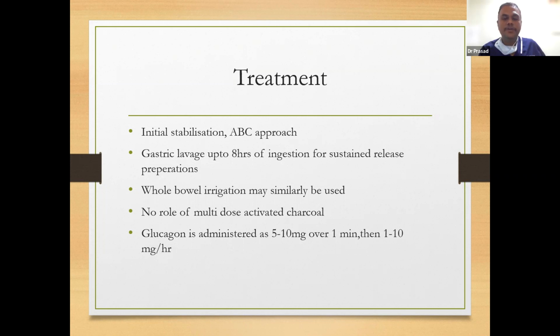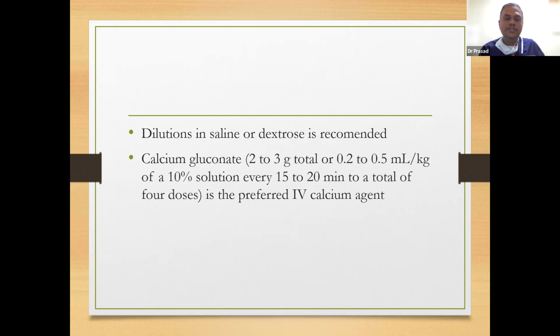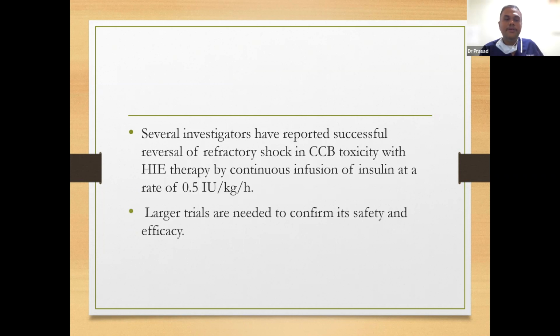Glucagon is administered as 5 to 10 mg over 1 minute, then 1 to 10 mg over 1 hour. Dilutions either in saline or dextrose. Calcium gluconate can also be preferred as an IV calcium agent. Several investigators have reported successful reversal of refractory shock in calcium channel blocker toxicity with high dose euglycemic therapy by continuous infusion of insulin at a rate of 0.5 international units per kg per hour. However, larger trials are needed to confirm its safety and efficacy.